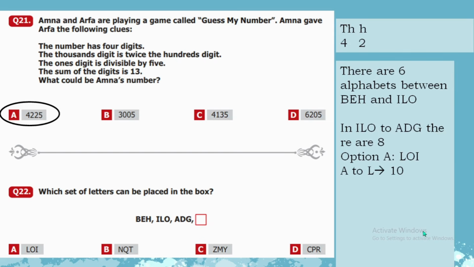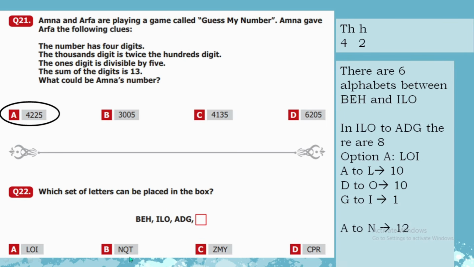If we see from A to L, there are 10 alphabets. D to O, there are 10 alphabets. G to I, there is one alphabet. I'm talking about between, so it means we are not going to count A and L. We will just count the number of alphabets in between. So obviously A is not our correct option.